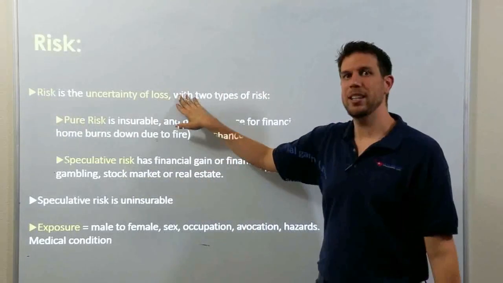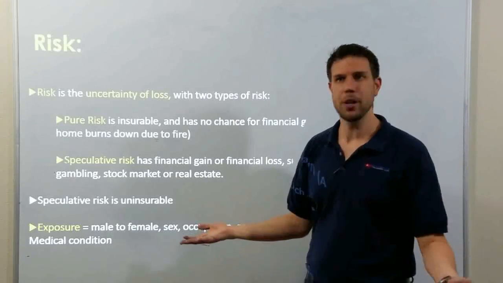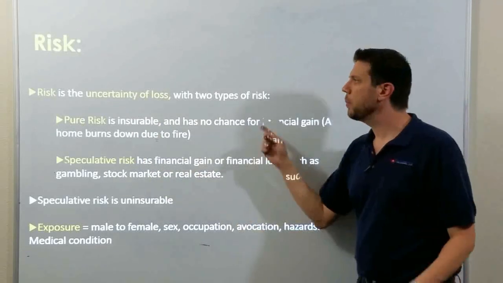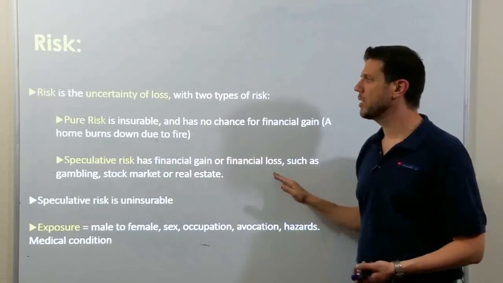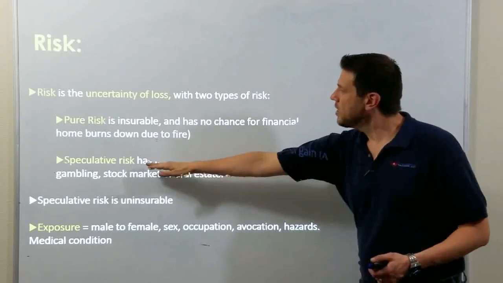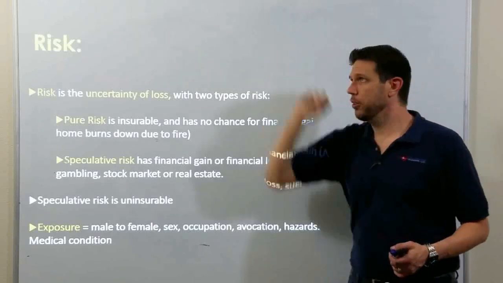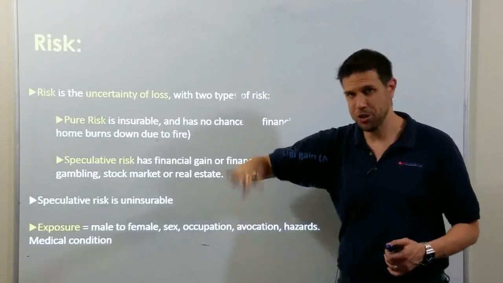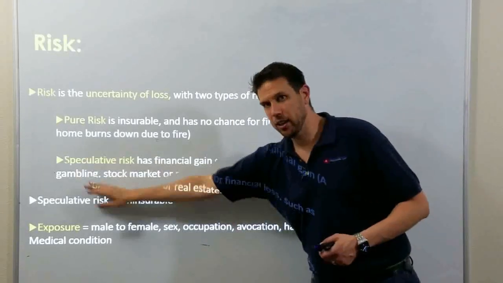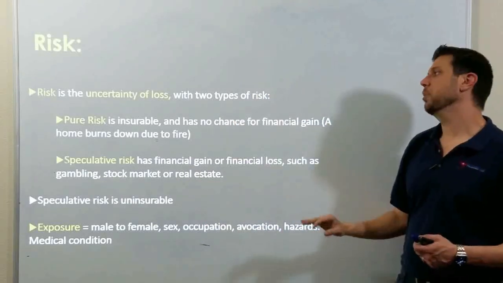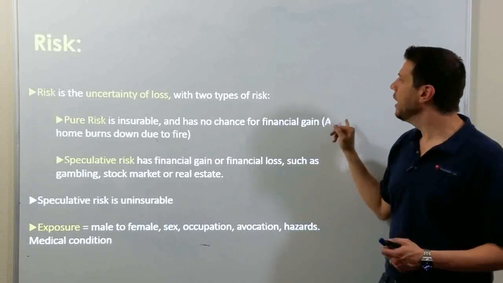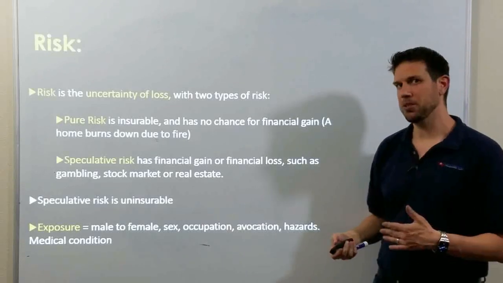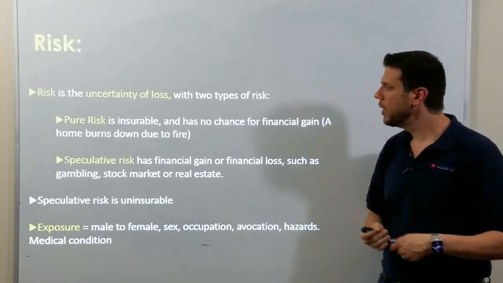Risk is the uncertainty of loss. Every day you take a risk. You never know when you'll have a loss. There's two types of risk, pure risk and speculative risk. Pure risk is insurable. Speculative risk is not insurable. Speculative risk is when you have the chance for financial gain or financial loss. That's like gambling or playing in the stock market or real estate values. They change. We cannot insure somebody's gambling losses. Pure risk is insurable. It's when you have no chance for financial gain. If your house burns down, that is a pure risk because you don't actually make money when your house burns down. They just indemnify you back to where you were.